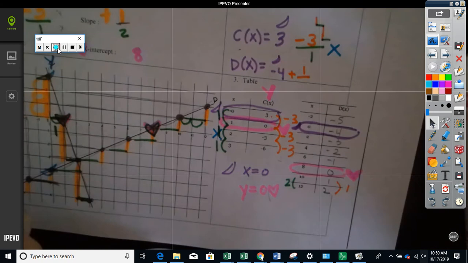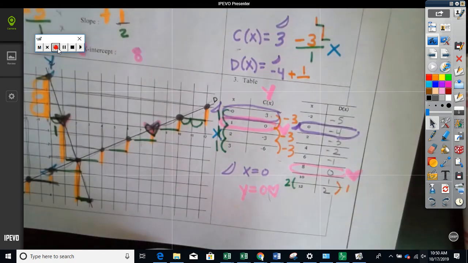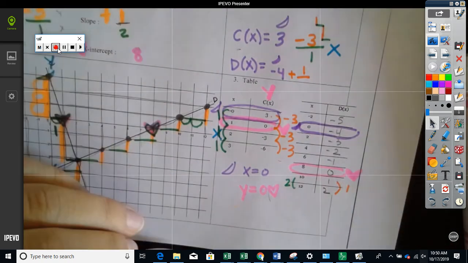I need the test back here. Turn in your test back to me, please. It's okay. The test, the yellow one.